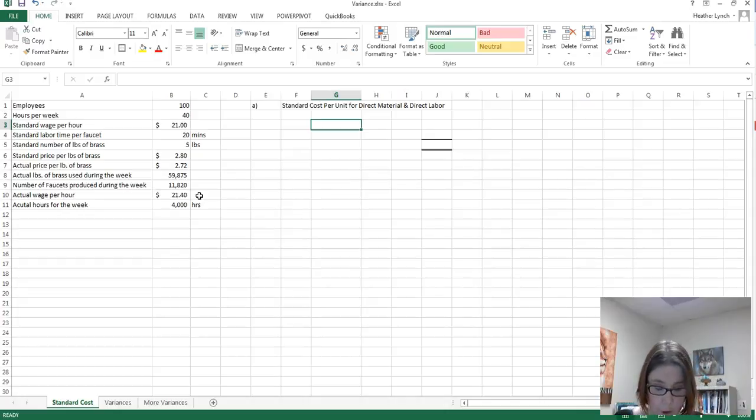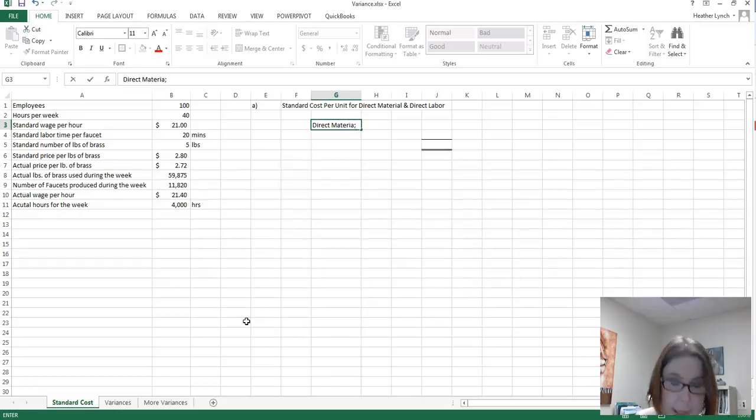So what we want to do first on this problem is find the standard cost per unit for direct material and for direct labor. For my direct material, I'm going to put the calculation over here. I'm going to take the $2.80, my standard price per pound of brass, times the 5 pounds, the standard number of pounds of brass needed.